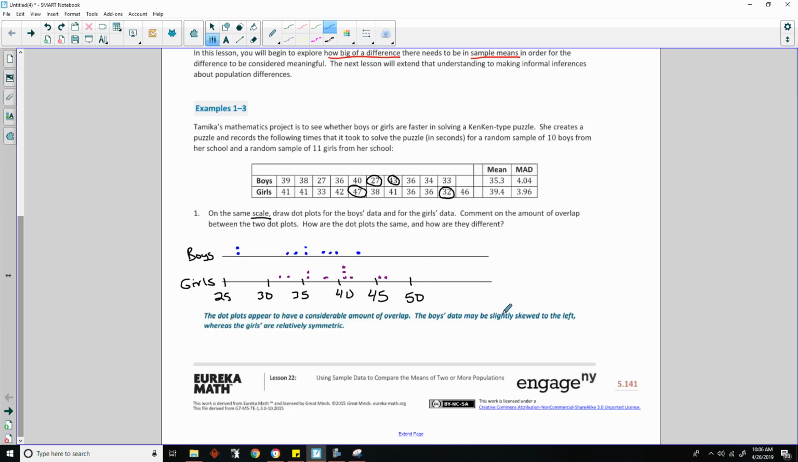Okay, the boys' data may be slightly skewed to the left because of these two dots outlying over here. Whereas the girls are relatively symmetric, so theirs is kind of bell-shaped and it's pretty even with a center around, I'd say, about 39 or 40.